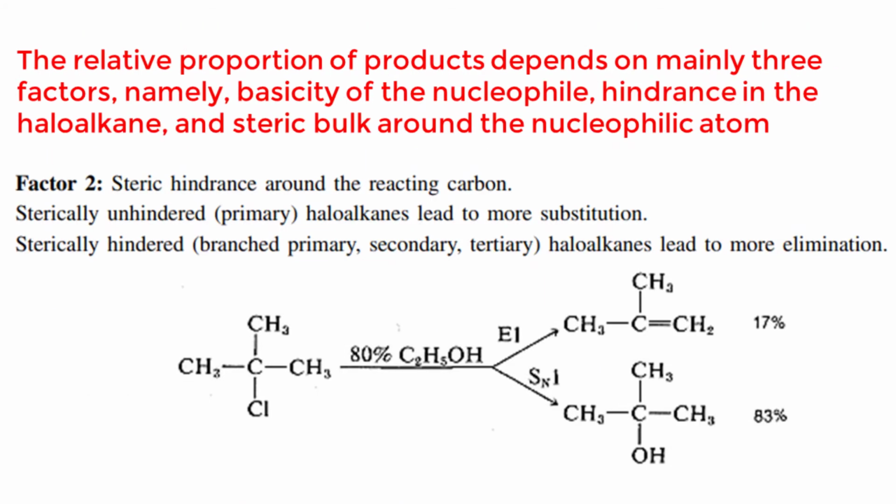The second factor is the steric hindrance around the reacting carbon. If the carbon is extremely crowded, it wants to get rid of the crowdedness, so it will end up in an elimination reaction. But sterically unhindered haloalkane like primary will give you more of a substitution, whereas sterically hindered ones like secondary and more with tertiary will give you more possibility of elimination product. I am not saying here substitution will not happen, but there is a more possibility and more percentage of elimination product as well.